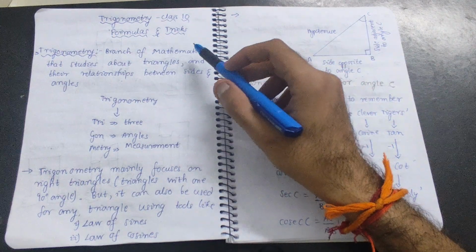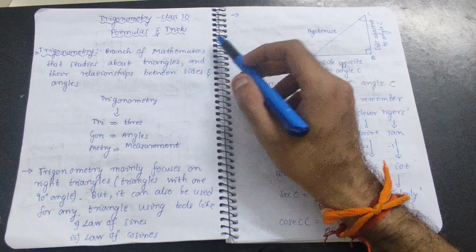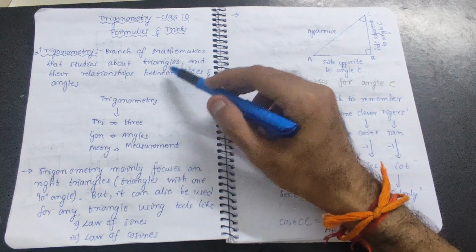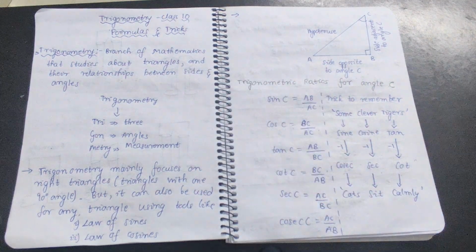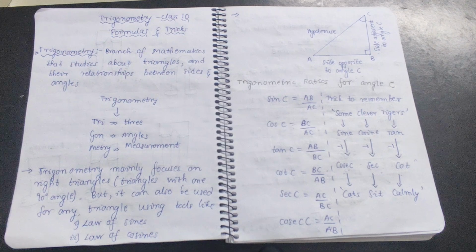Today I am going to discuss class 10 trigonometric formulas and tricks. So let's say, what do you mean by trigonometry? Trigonometry is a branch of mathematics which deals with triangles and the relationships between sides and angles. In trigonometry we mainly deal with right angle triangles and the relationships between their sides and their angles.